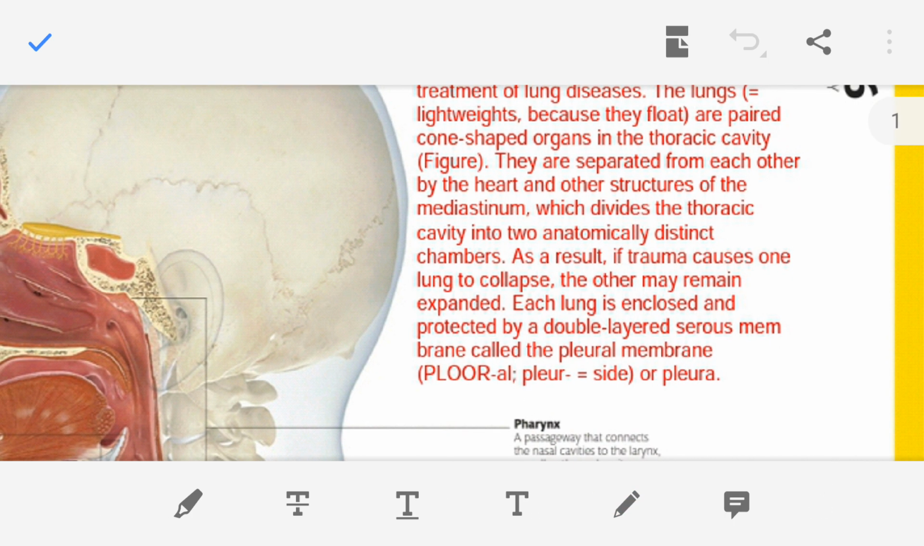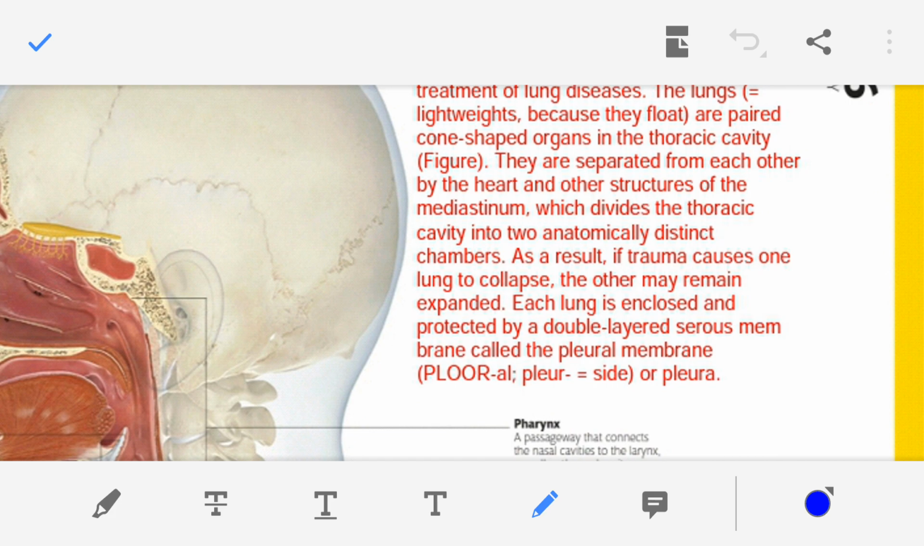Now, each lung is enclosed and protected by a double-layer serous membrane. Around the surface of each lung a serous membrane is present, and this serous membrane has two layers. Both these layers are known as the pleural membrane. Pleur means side. The pleural membranes are also known as the pleura.